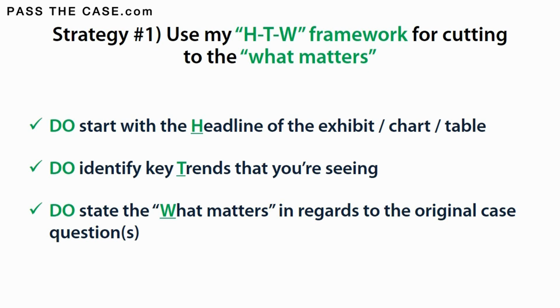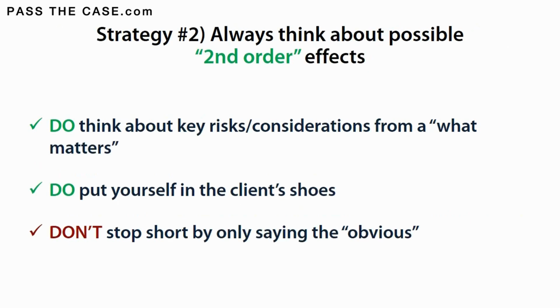This is the key nugget, the key insight, the so what, whatever you call it, this is the thing that matters. Again, having the original case questions written down will help a lot with this. Now, let's discuss the second strategy. Always thinking about possible second order effects or implications and key considerations.